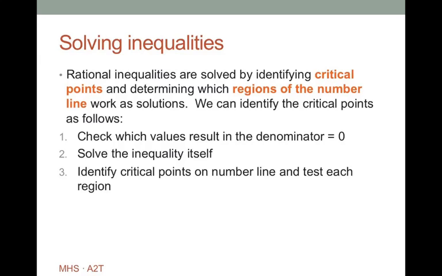Okay, so the way we identify the critical points, first we find values where the denominator is 0. Those are critical points. In other words, those cannot be solutions. So wherever we have a 0 in the denominator is a critical point, but it's not going to be a solution. Then we can solve the inequality, just like we solved an equality, and then we're going to test the various regions on our number line.